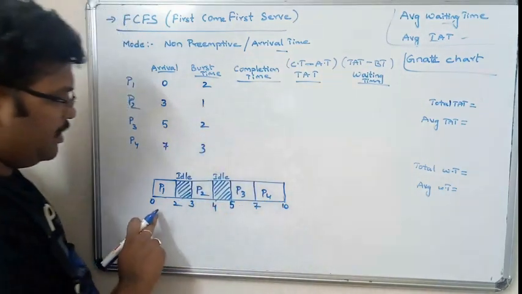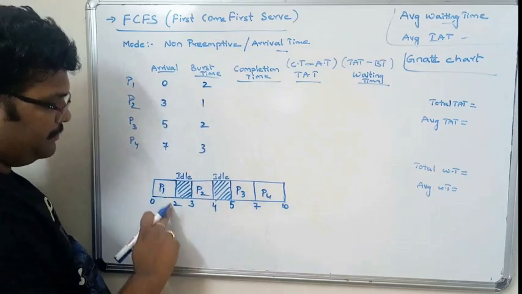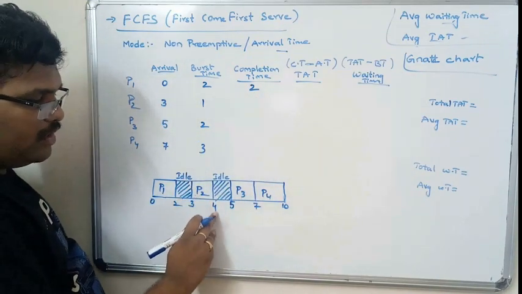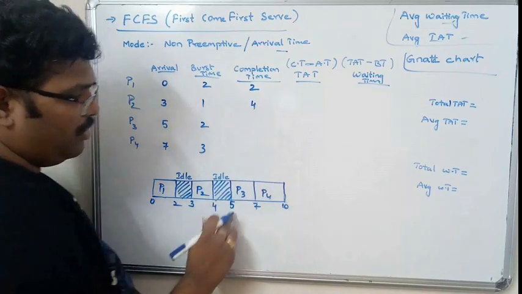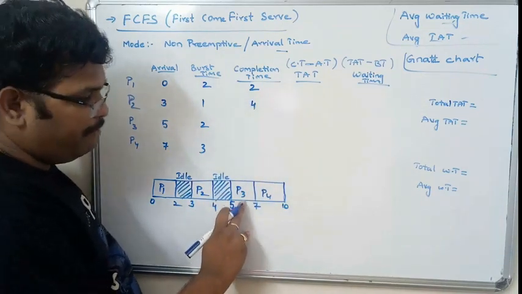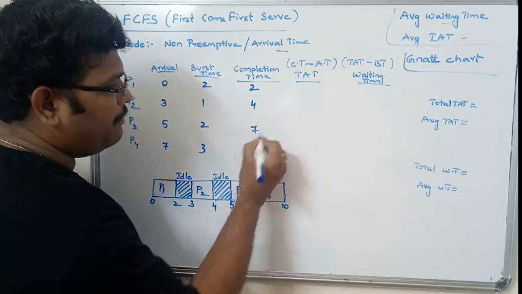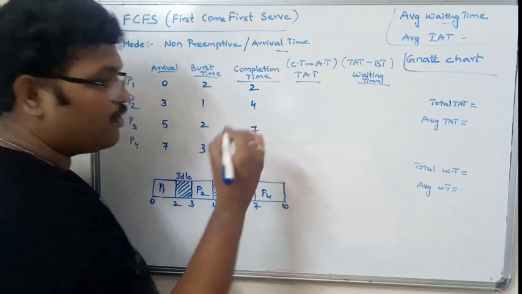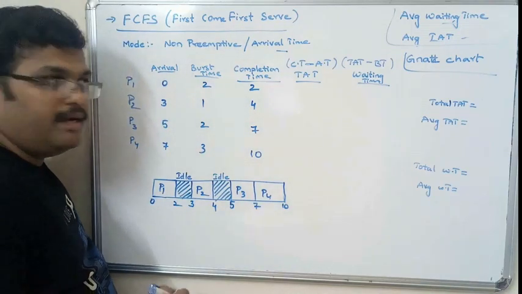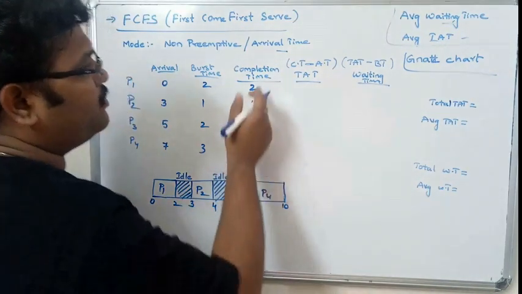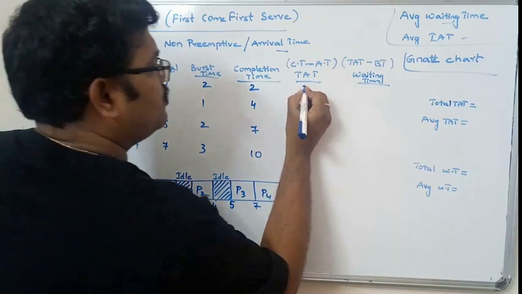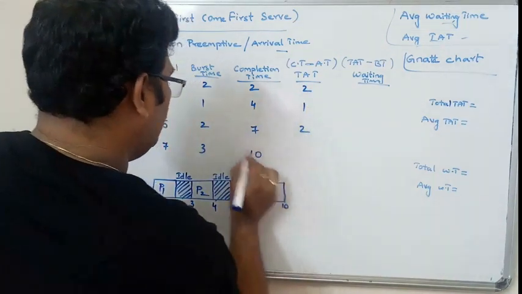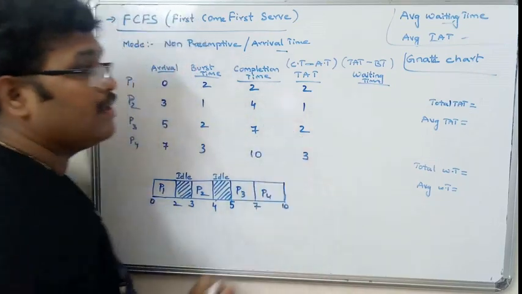Now the completion time. What is the completion time of P1? 2. At the time of 2, P1 completed. P2, 4. At the time of 4, P2 completed. P3, 7. At the time of 7, P3 completed. P4, at the time of 10, P4 completed. Right? Next, turnaround time. So completion time minus arrival time: 2, 4 minus 3 is 1, 7 minus 5 is 2, 10 minus 7 is 3.